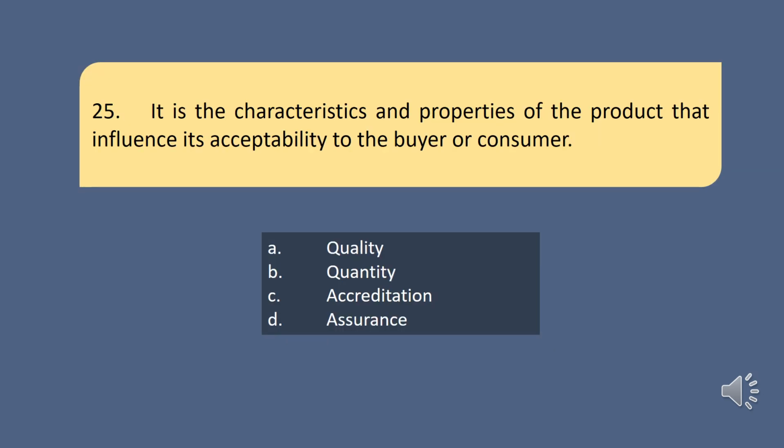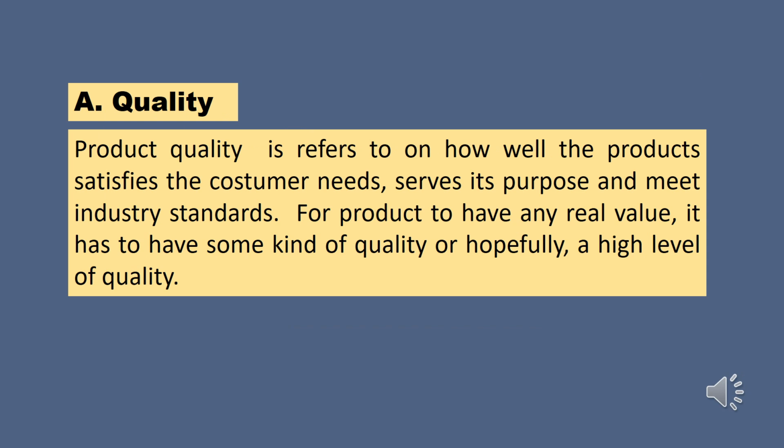25. It is the characteristics and properties of the product that influence its acceptability to the buyer or consumer. A. Quality. B. Quantity. C. Accreditation. D. Assurance. The correct answer is letter A.